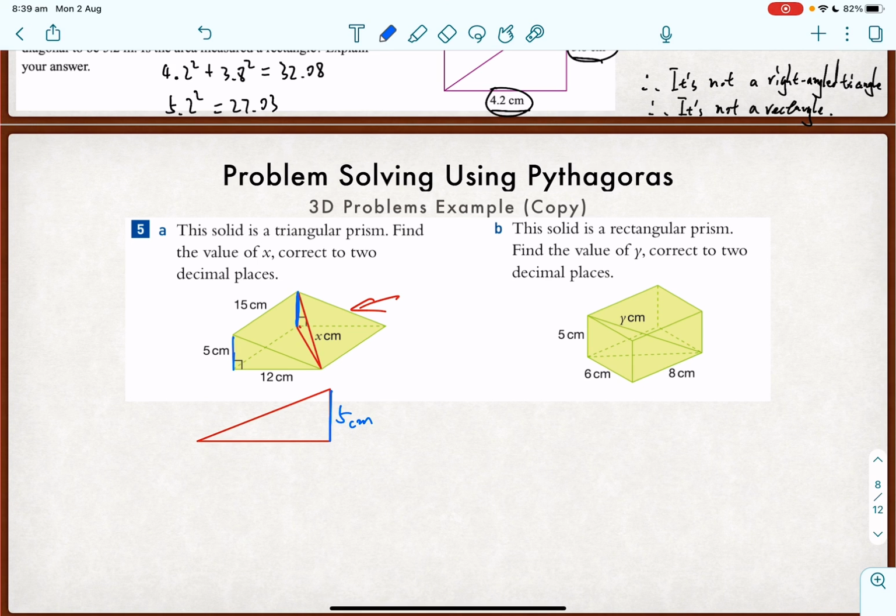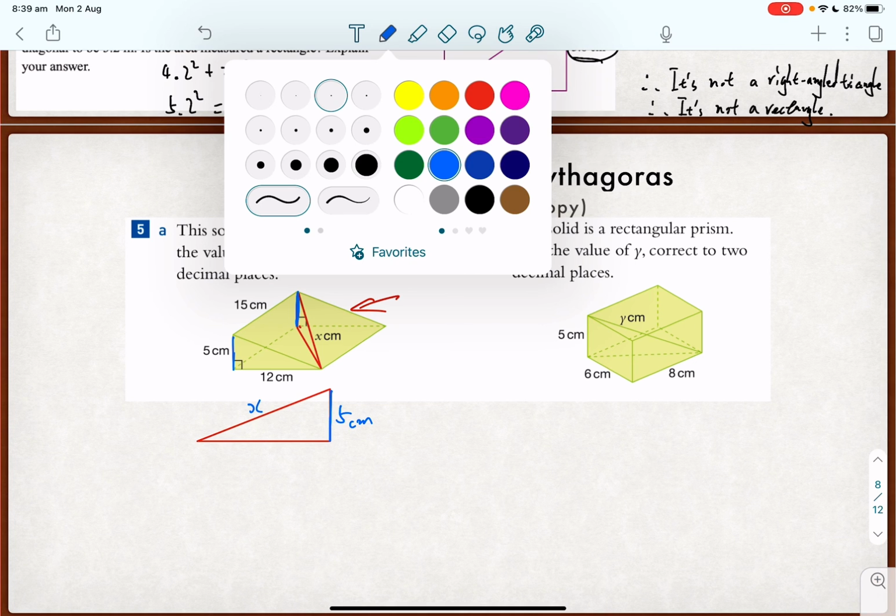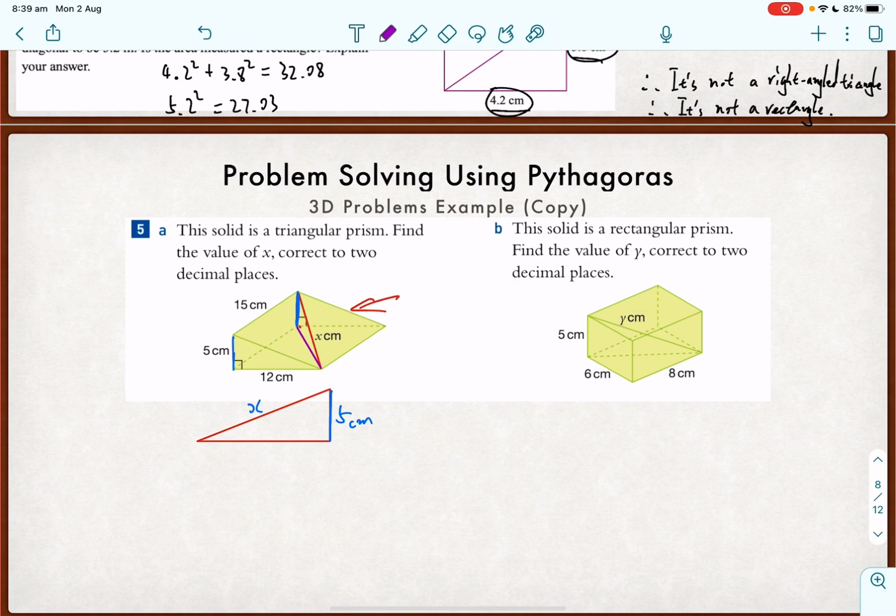We don't know what this is. This is X. And then on the bottom here, we cut in purple. This one here is actually a little hard to find. But if you look from the top, you should see these two.